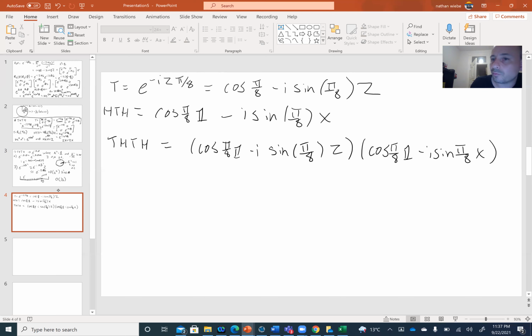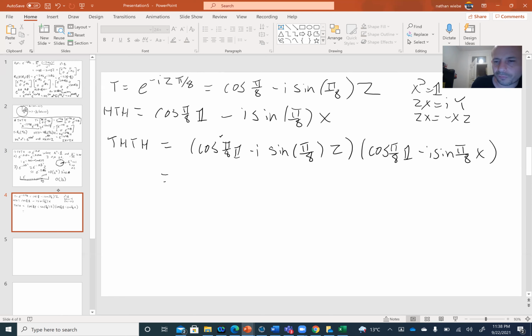Now, recall the multiplication table for Pauli operators. We have that X squared is equal to identity, ZX is equal to iY. Sorry, actually I got this backwards. It's ZX is equal to iY, and ZX is equal to minus XZ. So these rules end up holding, and they'll help us simplify this product.